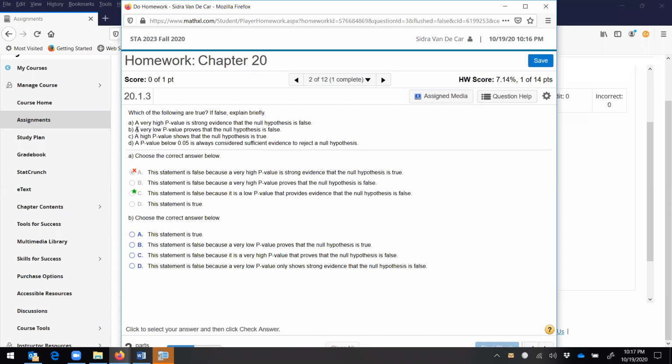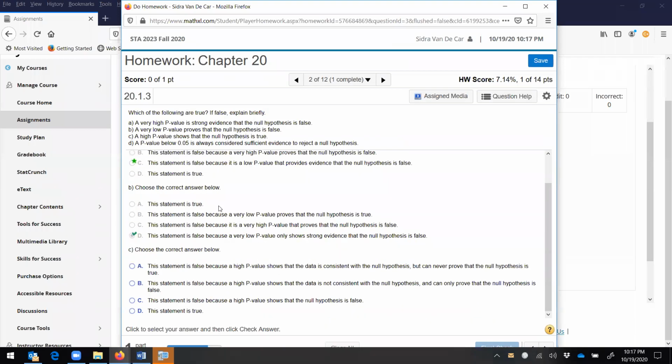All right, so now we're on this second statement. I understand what's going on here. Man, this homework sometimes is not set up very well. A very low p-value proves that the null hypothesis is false. Okay, we cannot prove that it's false. It just gives evidence that it's false. So that would be D, right? A very low p-value only shows strong evidence that the null hypothesis is false. All right, now C. A high p-value shows that the null hypothesis is true.